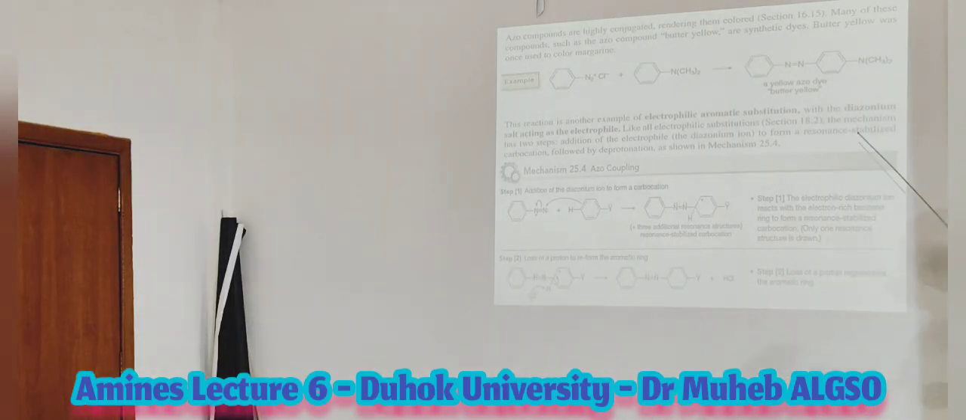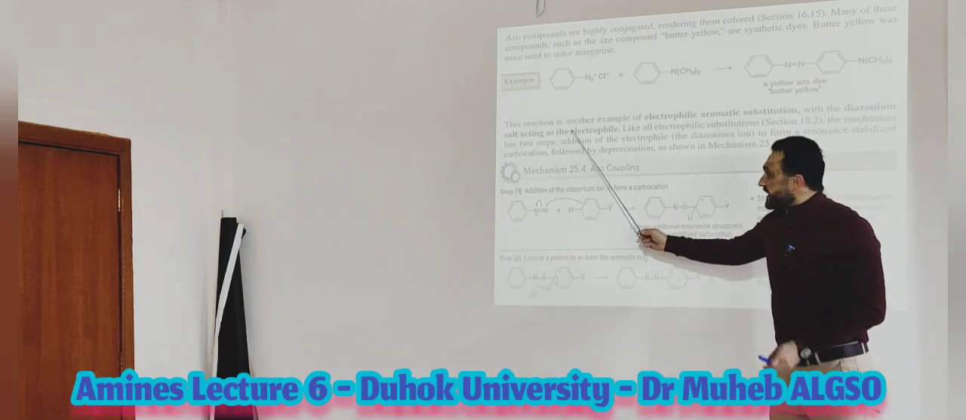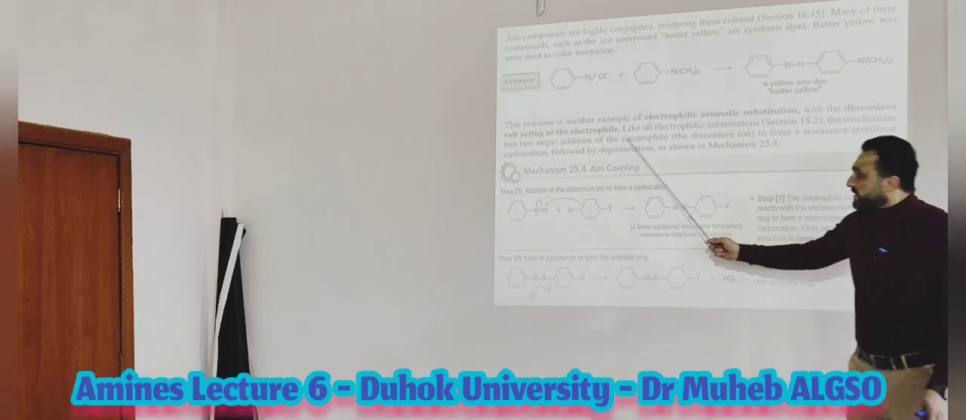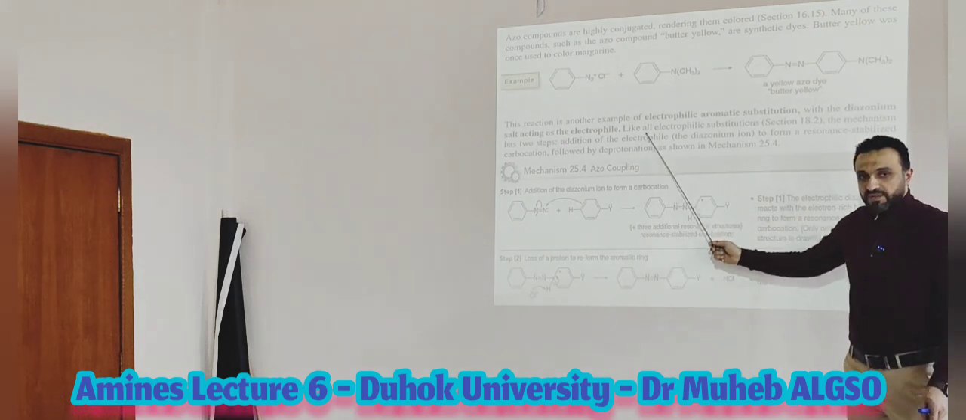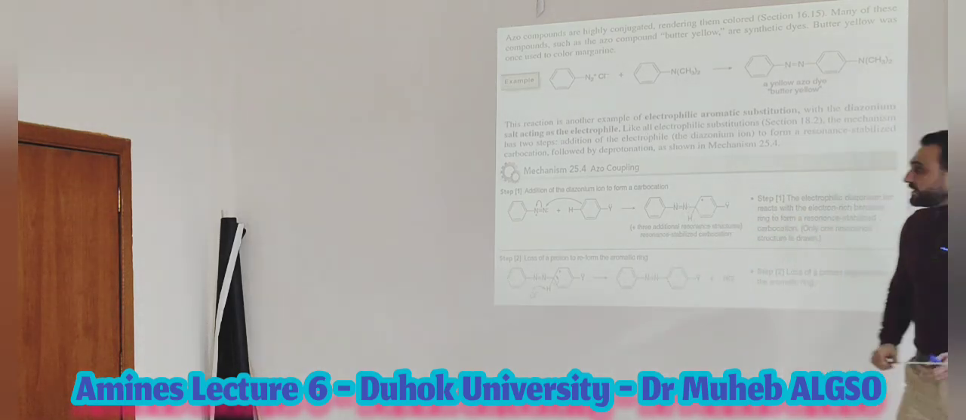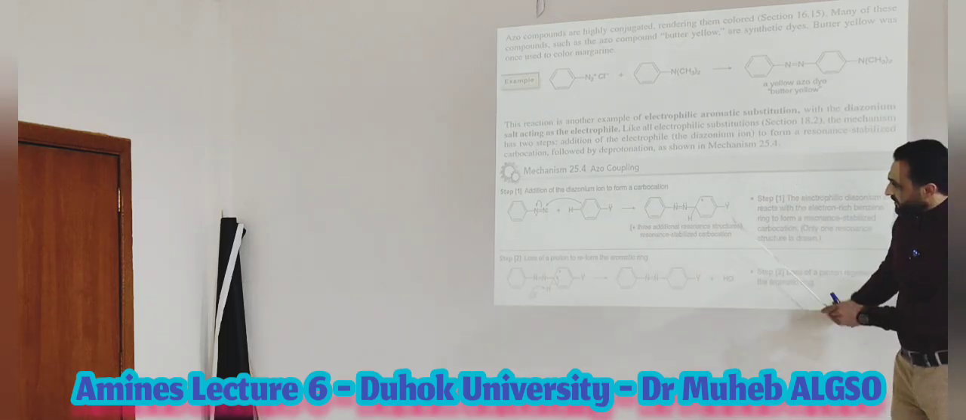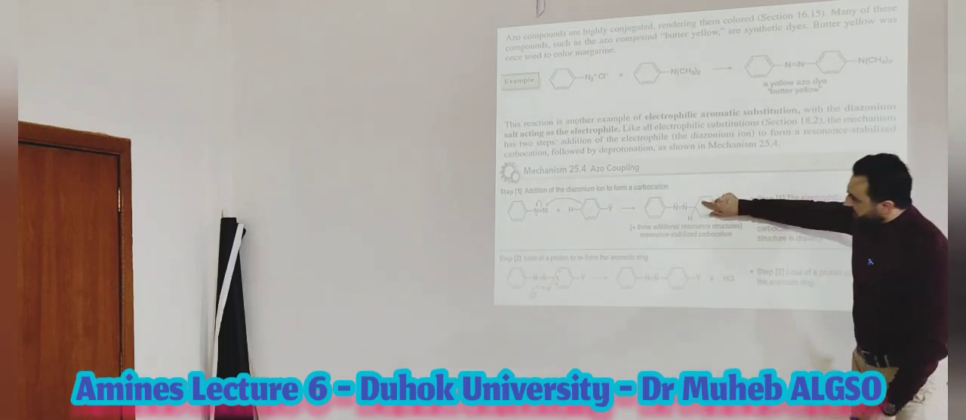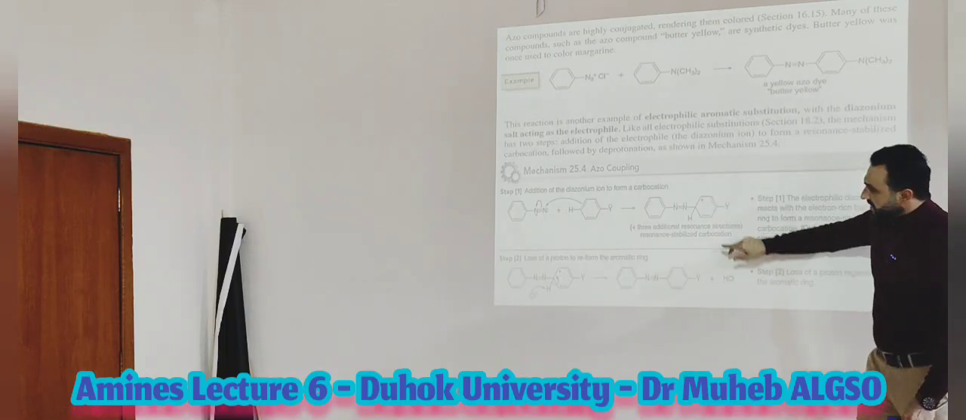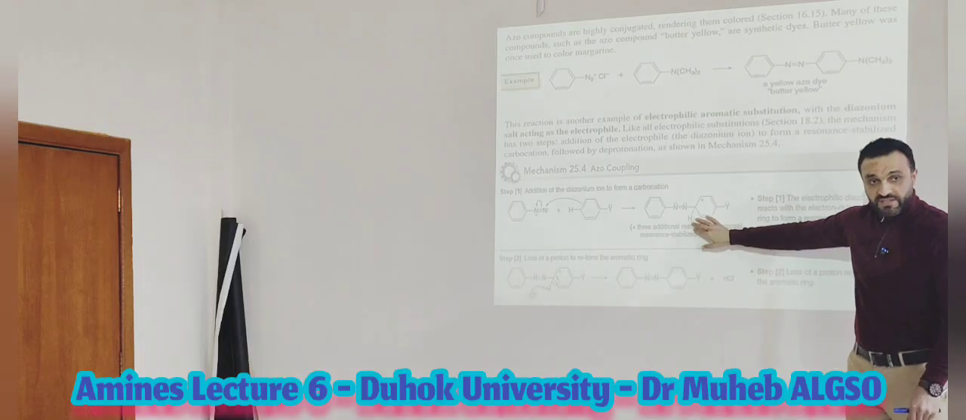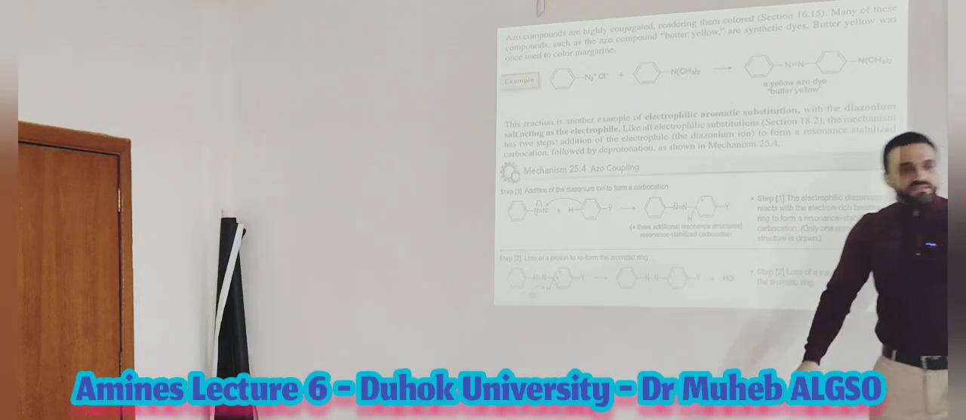So with the diazonium salt acting as electrophile, like all electrophilic substitution, we now take it. The mechanism has two steps: addition of the nucleophile to the electrophile. The nucleophile will attack the electrophile to form what? To form a resonance stabilized carbocation. This is the carbocation. Look, we have positive charge on the carbon. And this carbocation has three additional resonance structures. That means we have resonance structures here. Okay?